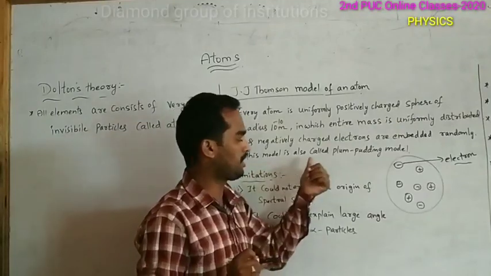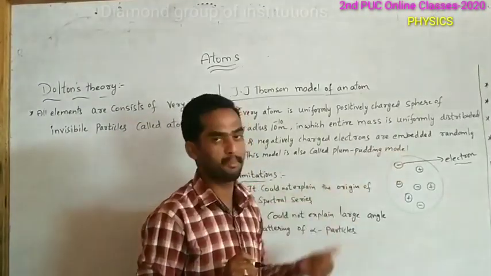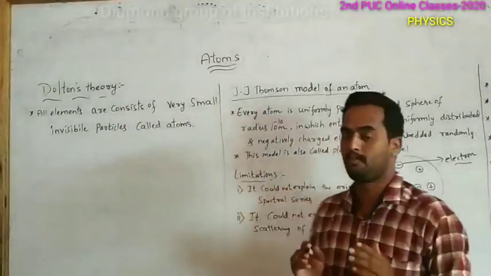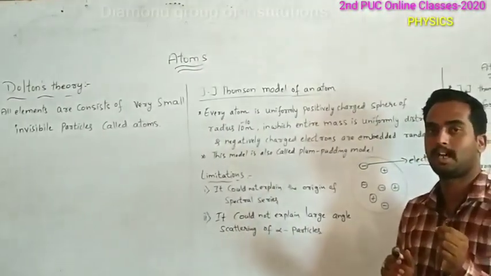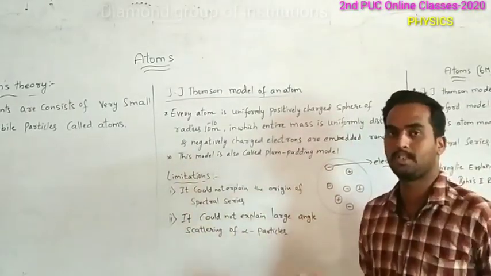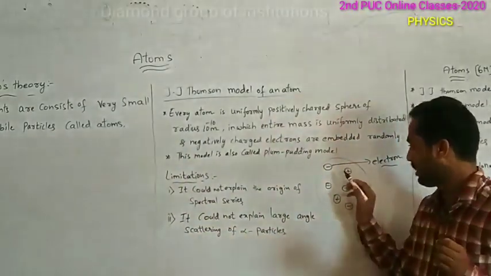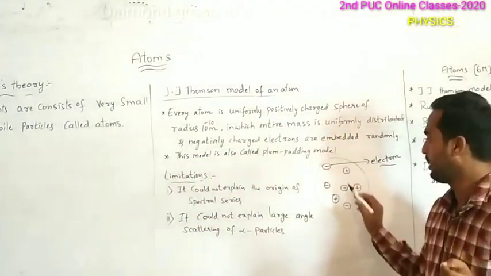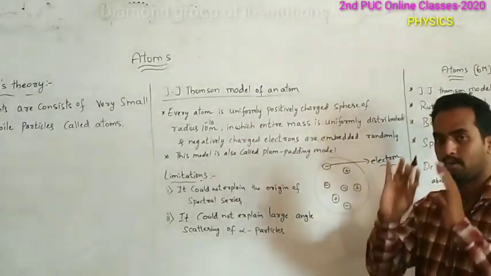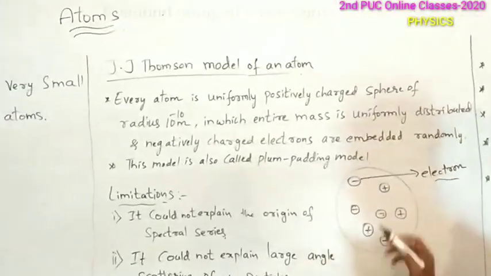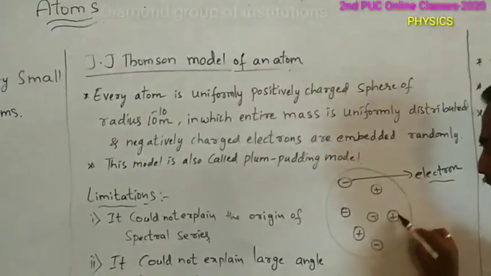And this model is also called what? Plum pudding model. That is like a watermelon. If you see any watermelon, there are black seeds and a red colored portion. So like that, the seeds are the negatively charged particles, and the red colored portion is the part covered by the positive charge of an atom.